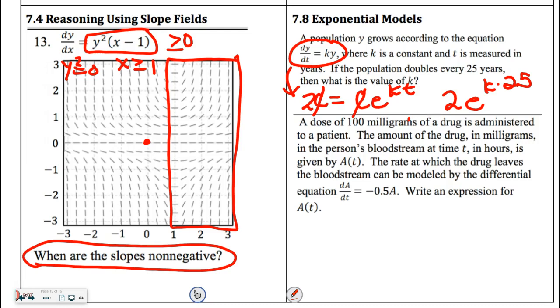I have to sneeze, sorry, I'm going to put this on. Population doubles every 25 years. We have 2 equals, sorry, I forgot my equals on there.